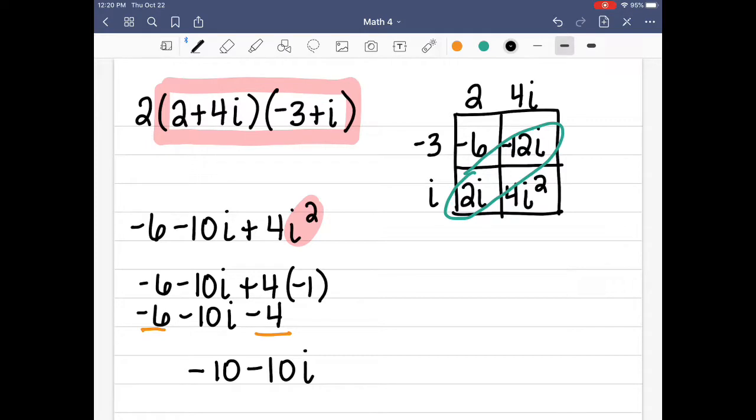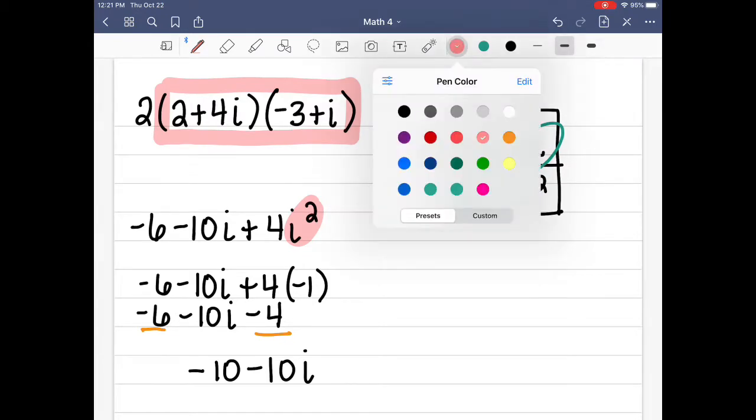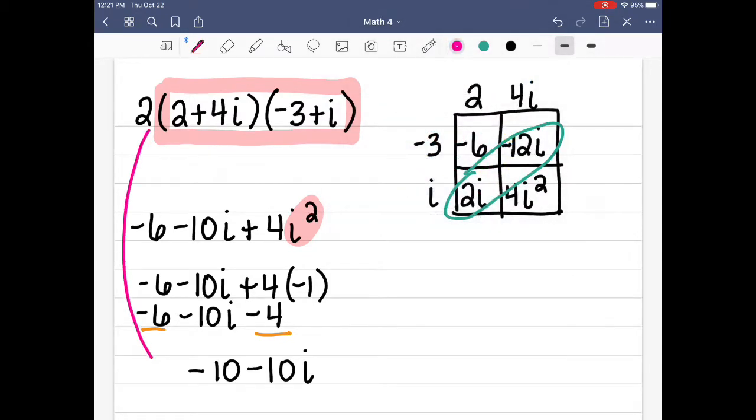The last thing that I need to do is distribute that 2. So when I distribute that 2, okay, this is going to be the most common mistake that's going to happen in a problem like this: we're going to forget to distribute the 2 at the end, because that 2 needs to be brought down. So if I distribute the 2, all we're going to do here is do 2 times negative 10 and 2 times negative 10i. So my final answer is going to be negative 20 minus 20i.